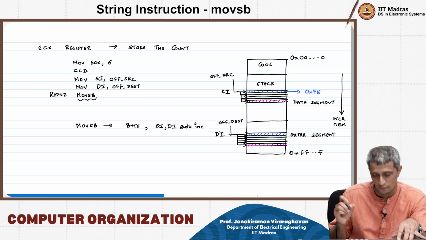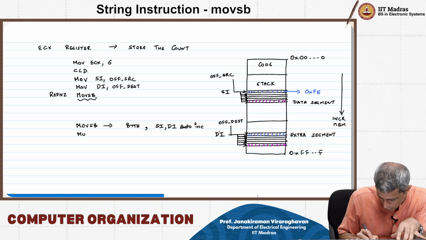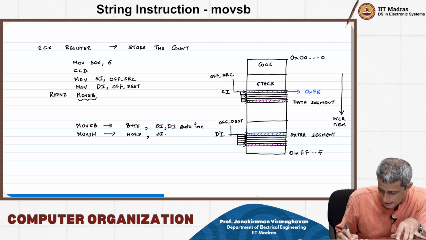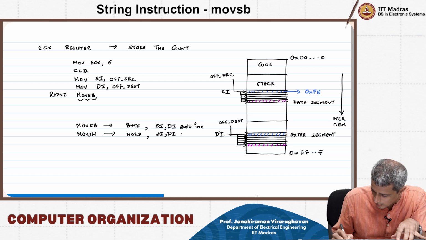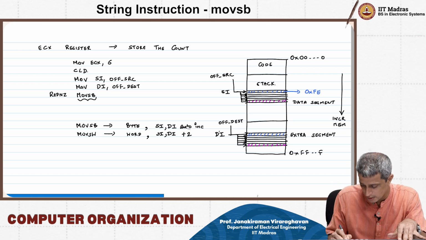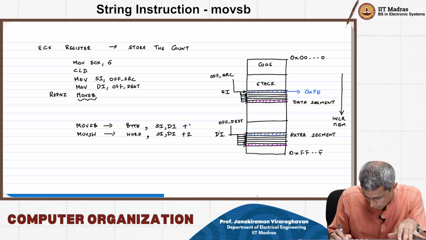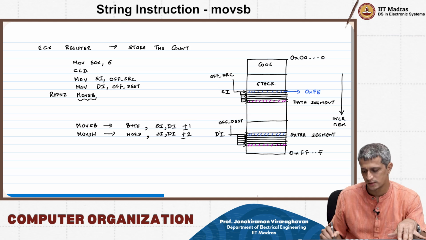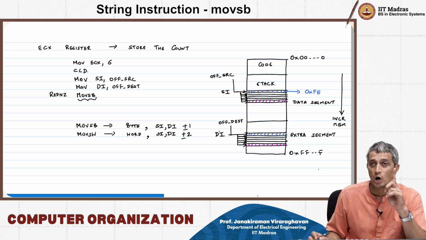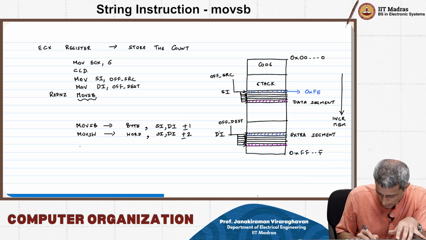if direction flag is 0. Moves word will move a word of information. SI comma DI will increment by 2 bytes now. This is only plus 1 or minus 1. This is plus or minus 2 depending on direction flag. Finally, moves D word.